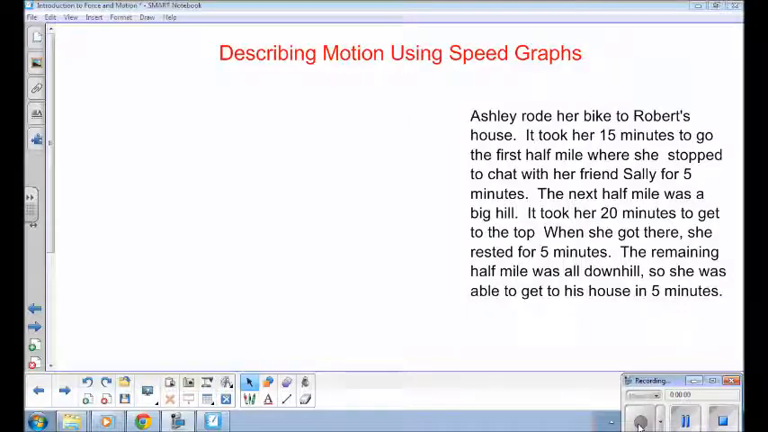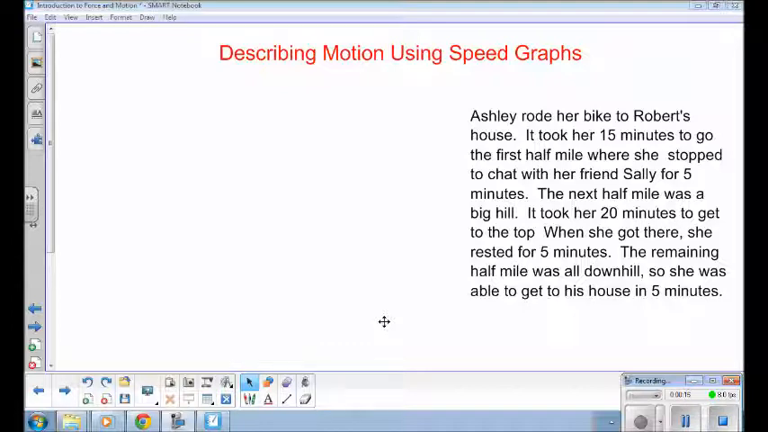Next, I'll show you how we can describe motion using speed graphs. Consider this word problem right here. Ashley rode her bike to Robert's house. It took her 15 minutes to go the first half mile, where she stopped to chat with her friend Sally for 5 minutes. The next half mile was a big hill.